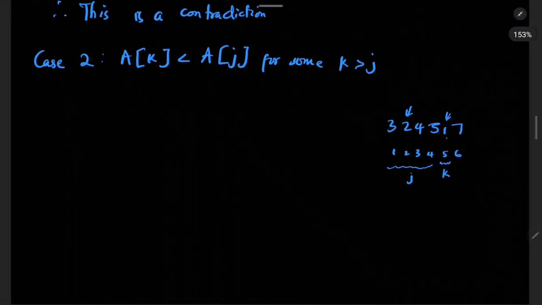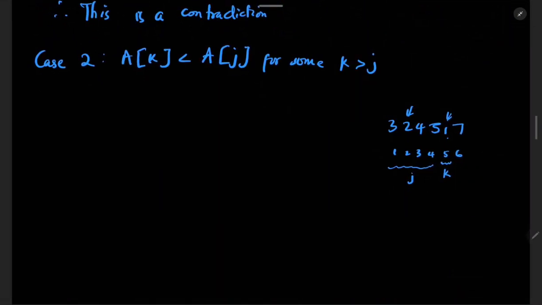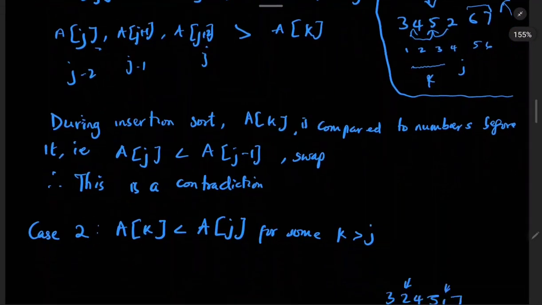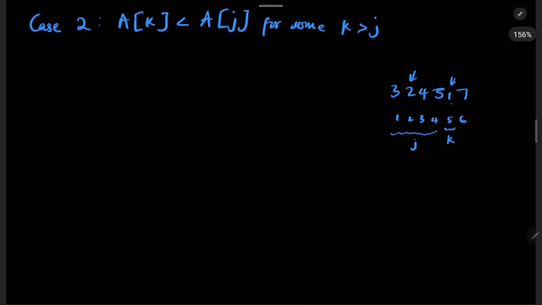But in case 2, our problem is that 2 is placed before a smaller number. So that's what our problem is. And still the same way we translated this case into this one, that's still the same way you are going to express case 2 as a contradiction of what insertion sort is.